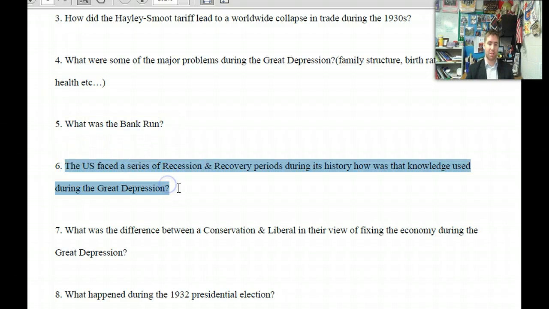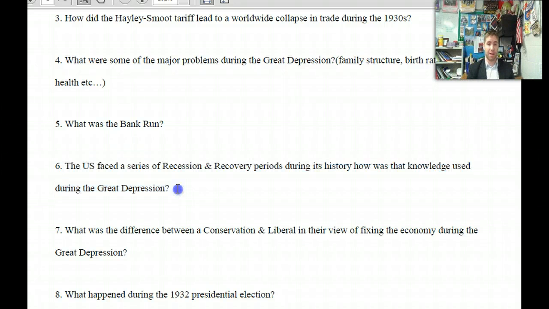Number 6 here: the U.S. faced a series of recession and recovery periods during history. How is that knowledge used? If you remember, one of the charts we had seen has things going up and things going down with the American economy. We recess and we go down, and we recover and we go up, and that's something that had been happening throughout American history.